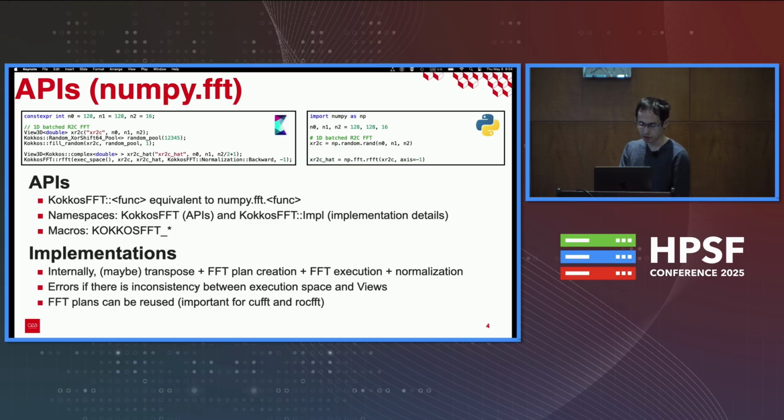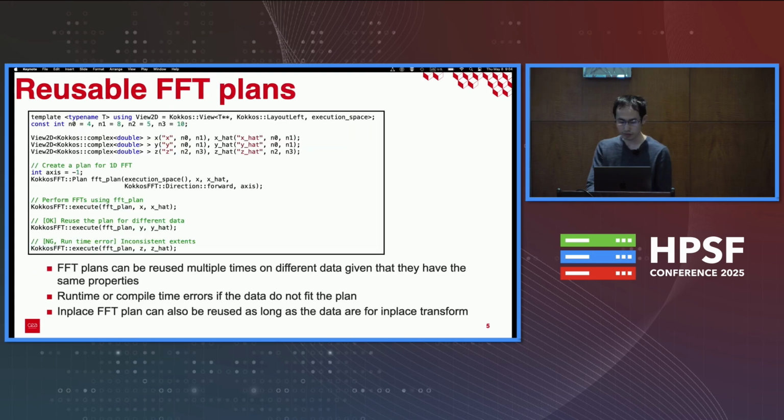In the implementation, we may perform a transpose depending on the choice of the axis you would like to perform the FFT on, and then create an FFT plan and execute the FFT, followed by normalization. And for invalid usage, we will raise an error. It can be a compile time error if the execution space is not accessible for the views. And the FFT plans can be reused. This is important for cuFFT or rocFFT, where the plan creation cost is non-negligible.